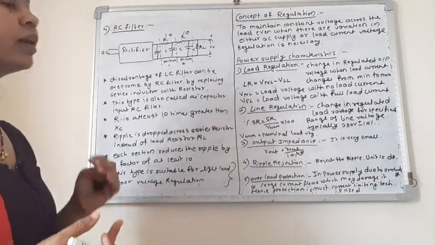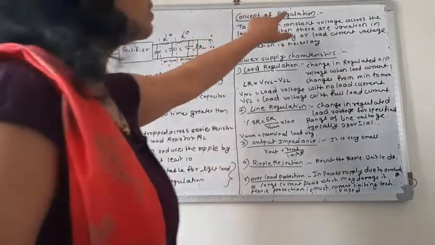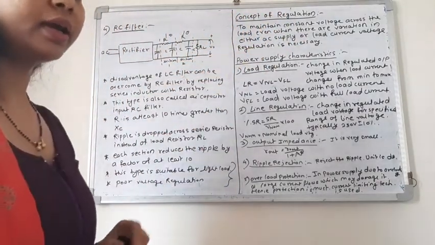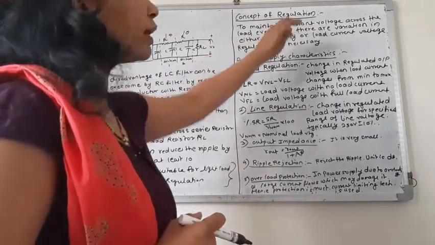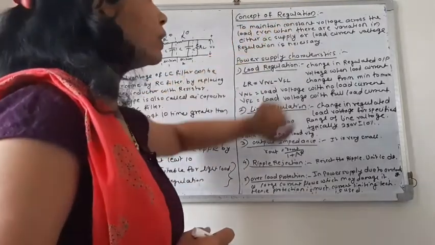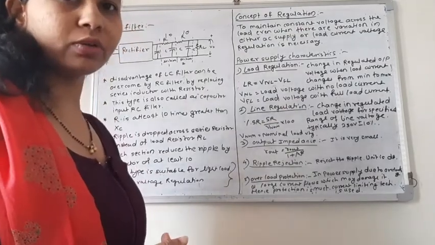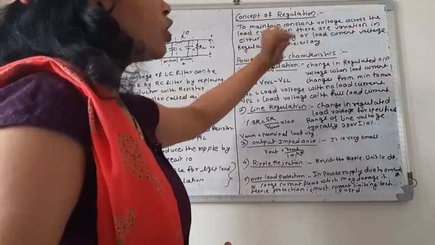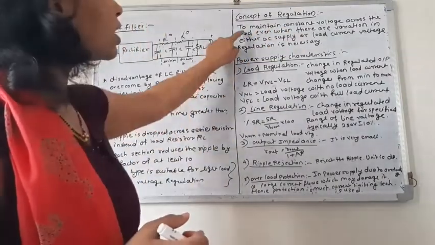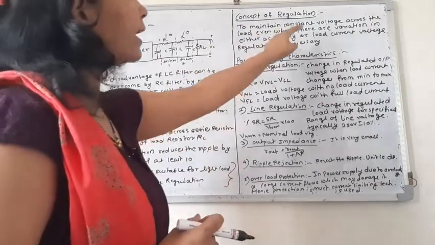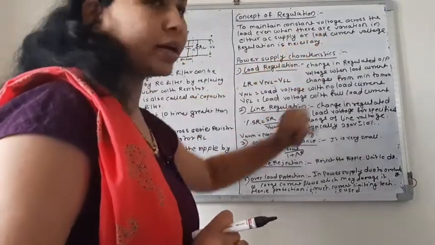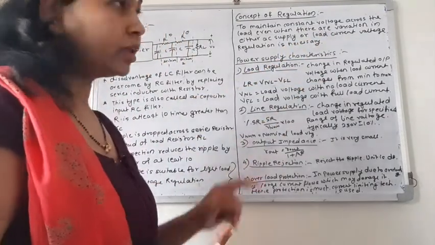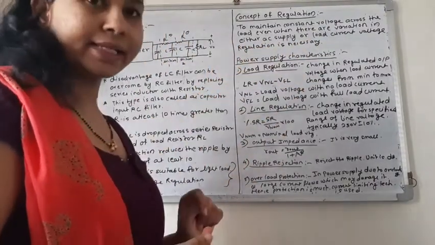Now we'll go to another part, which is regulation. Okay, this is the next part of the power supply chapter, which is regulation. It is the concept of regulation. What is the concept of regulation? Okay, to maintain a constant voltage across the load even when there are variations in either the AC supply or the load current, or both, regulation is necessary.